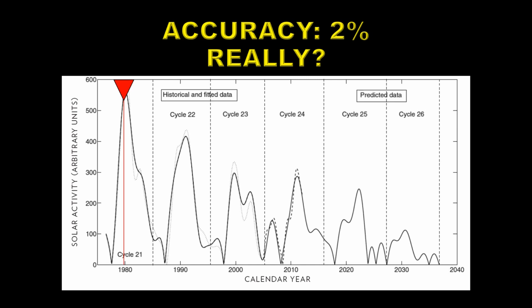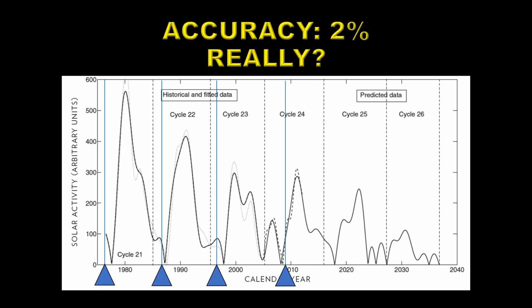For cycle 21, she was almost spot on. Solar cycle 22, she was about a year early. Solar cycle 23, just over a year late. Solar cycle 24, well over 2 years late. And so this does not seem to average to me about 2%. We can do the same thing for solar minimum. This is the blue triangles here, and that's just as bad.